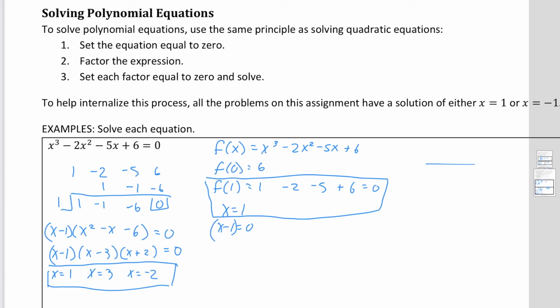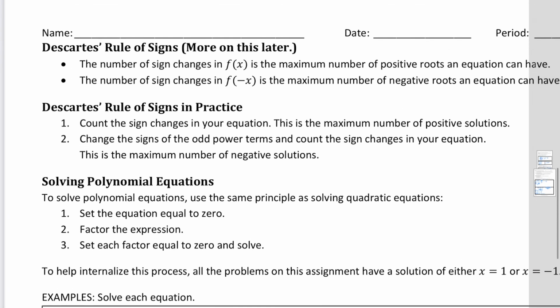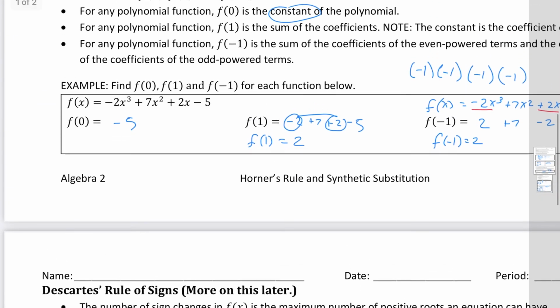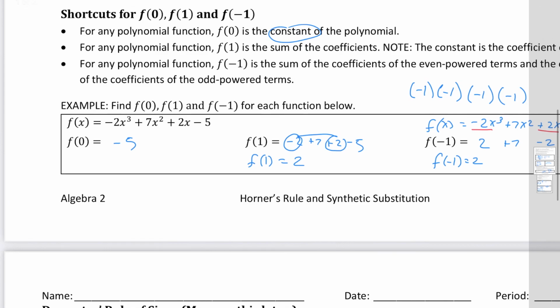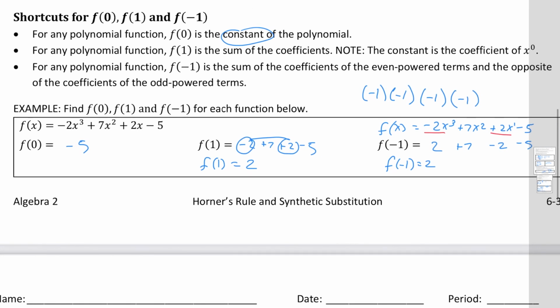So remember, it's always going to be set equal to 0, factor, and set each factor equal to 0, but what can give you some insight is to remember these little tricks here, that if I want to evaluate my function at 0, at 1, or negative 1, there are some shortcuts that can get that.